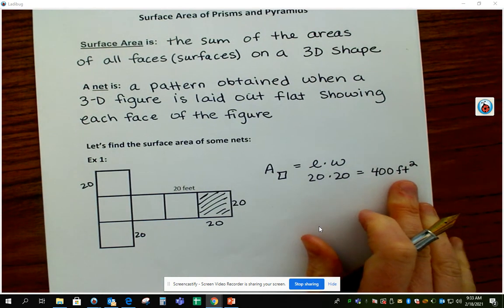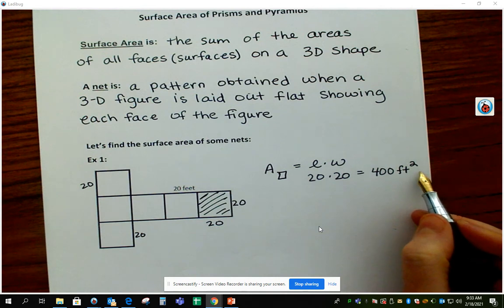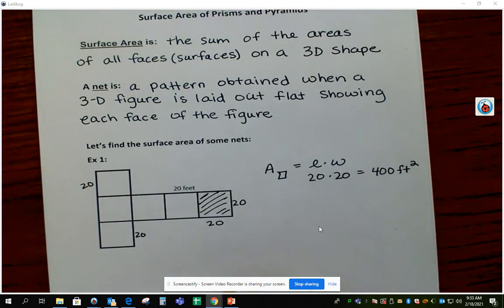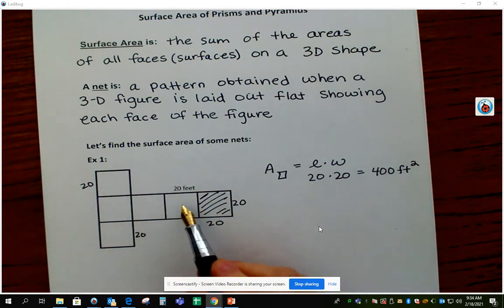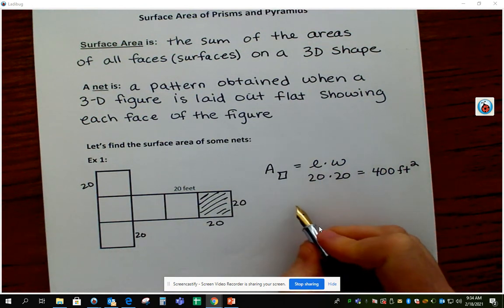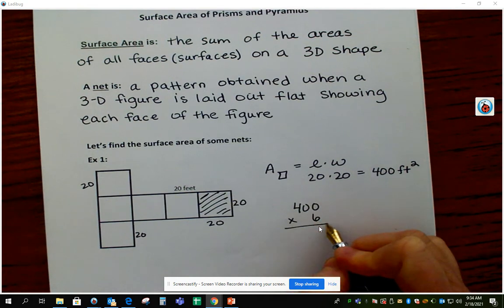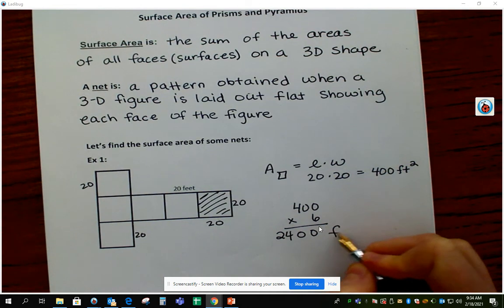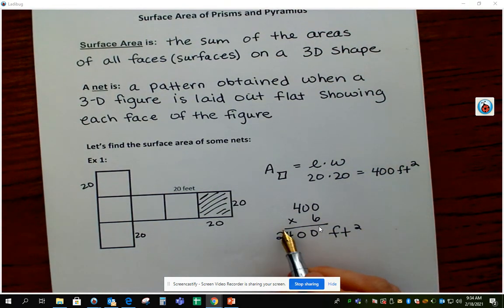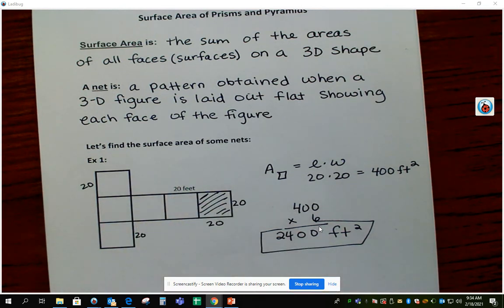Remember, when we find area, we're multiplying 20 feet by 20 feet, so we get feet squared. And then all we need to do here, since all of the boxes are the same, is count up how many. There's 1, 2, 3, 4, 5, 6 boxes. So if we just take 400 times 6, we would get 2,400 feet squared. So the surface area of this cube is 2,400 feet squared.